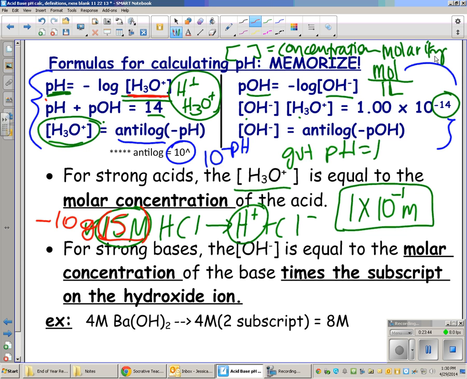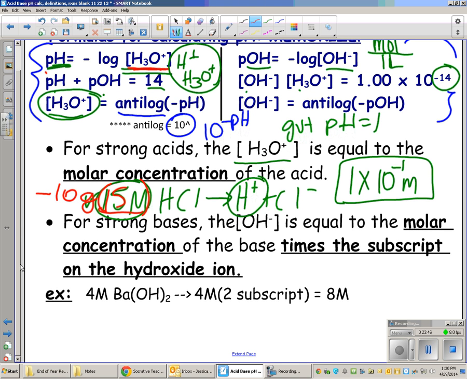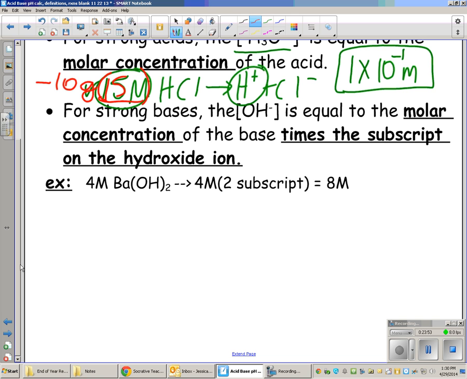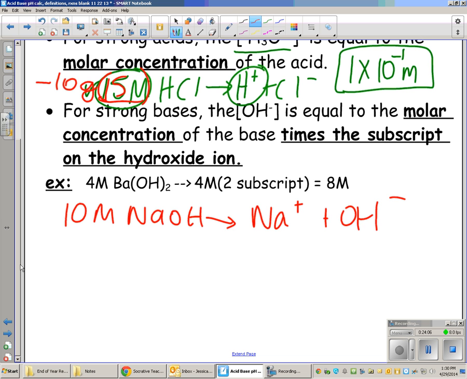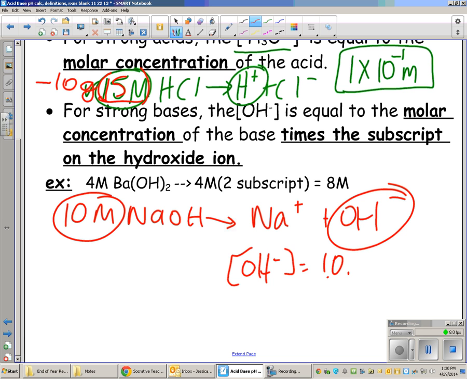Okay? For strong bases, you can't automatically assume that the concentration given is going to equal the OH concentration. It's a little bit different. Most of the time it's the same, except for those 3 bases that have the 2 subscripts. So if I give you 10 molar sodium hydroxide, that's a strong base, so that 100% dissociates to Na plus and OH minus. So every bit of that 10 molar will be the concentration of OH minus. So for this OH minus concentration, yep, that's 10 molar.